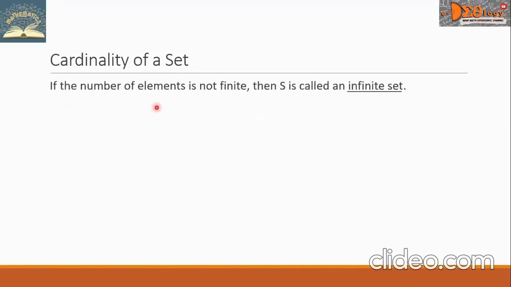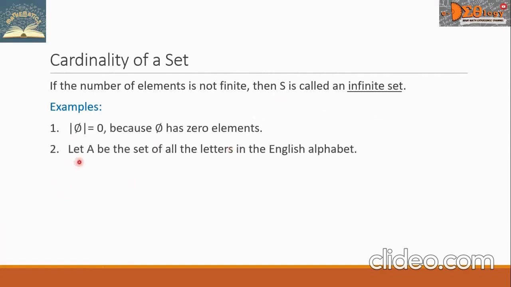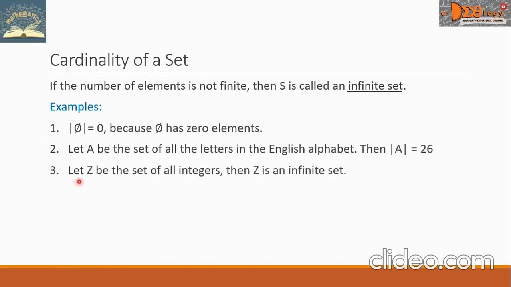If the number of elements is not finite, then set S is called an infinite set. Examples: one, the cardinality of a null set equals 0 because the null set has 0 elements. Second, let A be the set of all the letters in the English alphabet. Then the cardinality of set A equals 26. Number 3, let Z be the set of all integers. Then Z is an infinite set.